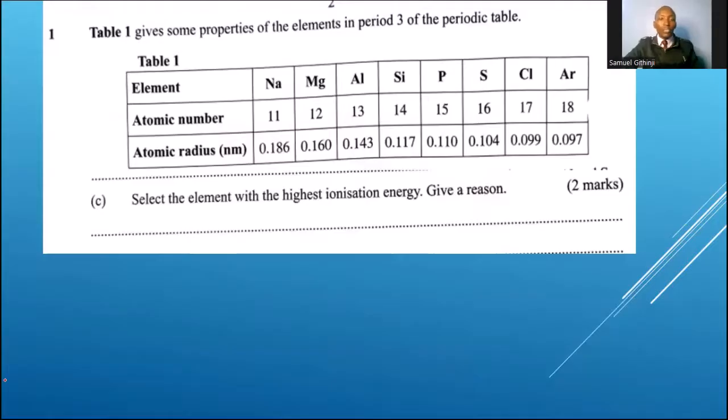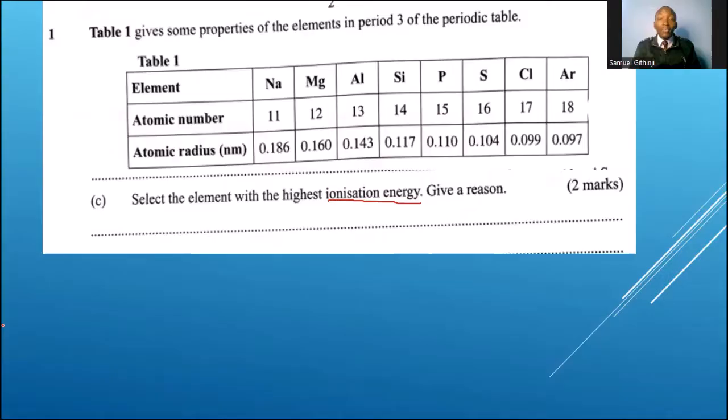That is question C. My student, the question was, using the very same table, select the element with the highest ionization energy. Ionization energy is the minimum amount of energy required to remove an electron from the outermost energy level of a gaseous atom. The smaller the atom, the more energy is required to remove an electron from the outermost energy level. Just that.